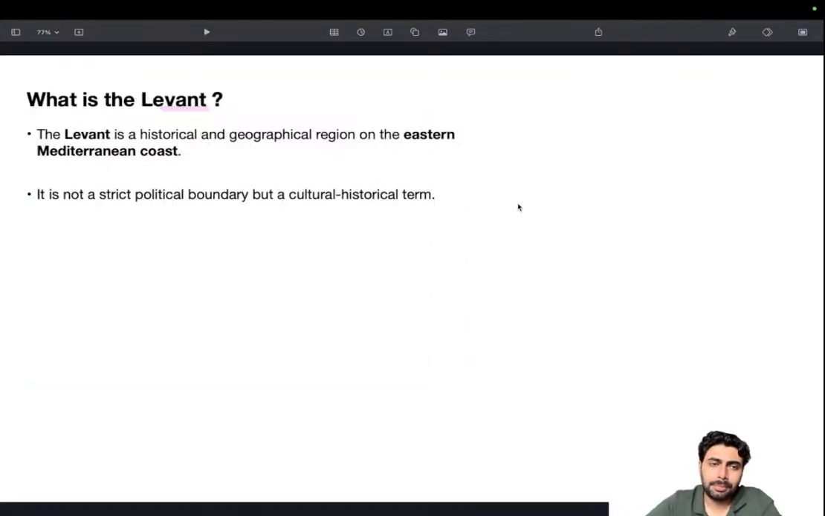That's it. I just made an explanation. It's a historical and geographical term, okay? Eastern Mediterranean coast, and it's not a strict political boundary. It's a cultural term, just like South Asia, Southeast Asia. There is no strict boundary where South Asia ends and Southeast Asia begins and things like that. It's a cultural historical term. I don't think it's very relevant also, but it's okay. Now you know. If the question is asked, you know.